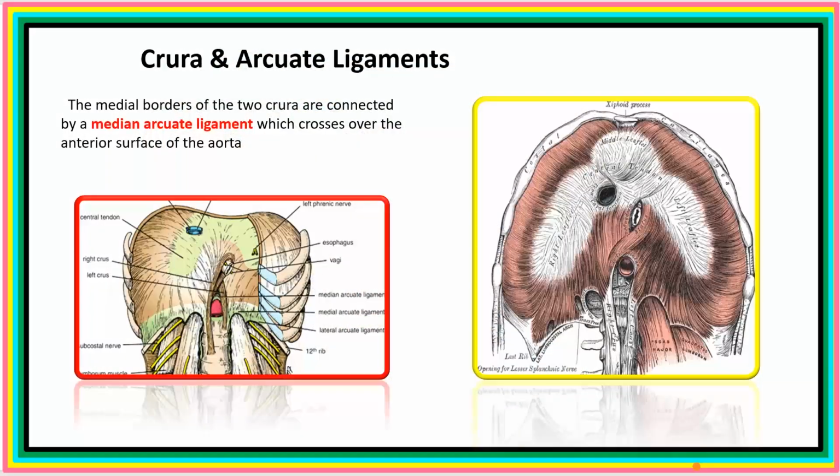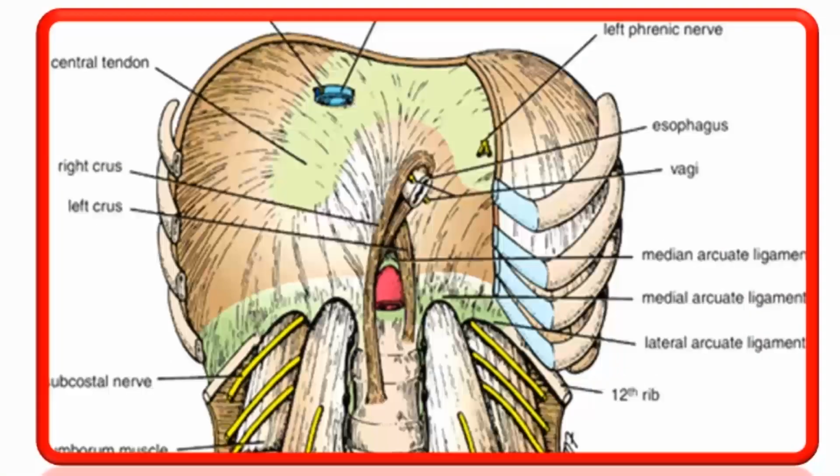The last of the arcuate ligaments is the median arcuate ligament. Now, between the right and the left crura is the median arcuate ligament. So the median arcuate ligament will join the right and the left crura. Here is the right crus and here is the left crus, and coming above them here is the median arcuate ligament.